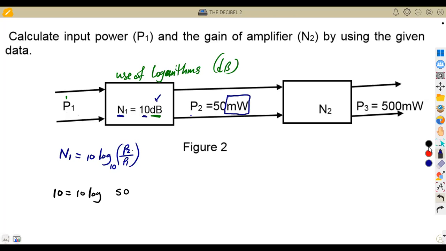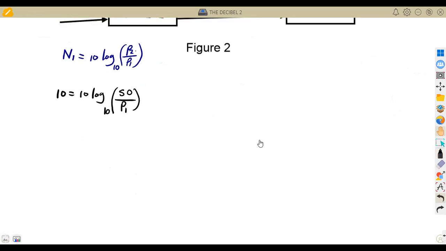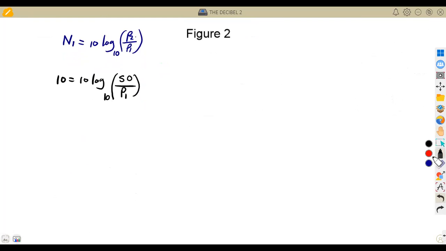All right, everything over P1. So let me divide this by P1. We do not have P1. This is the one that we are supposed to calculate. And this is in base 10. Solving this for P1, it's no longer about industrial electronics that we are talking about. It's now your mathematical skills that you're supposed to apply. How do you solve logarithms?